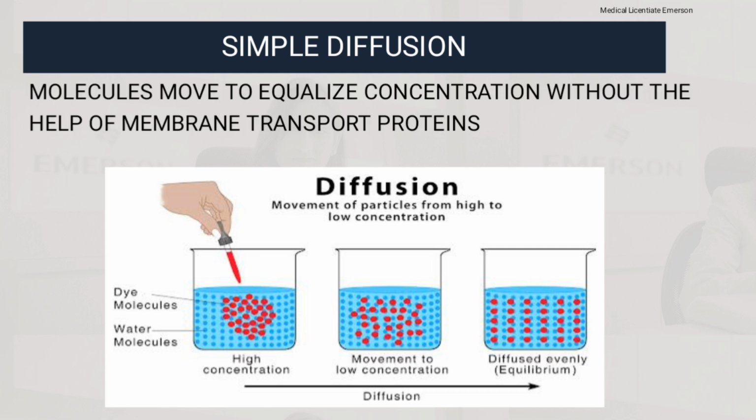Going into details on simple diffusion: this is when molecules move to equalize concentration without the help of membrane transport proteins. This is an example of simple diffusion, the movement of particles from high to low concentration. As you can see, the particles diffuse evenly while maintaining an equilibrium, and we use a dye molecule and water molecules.